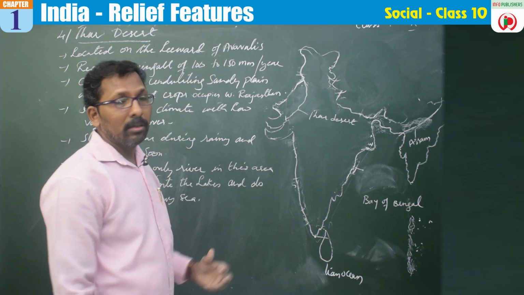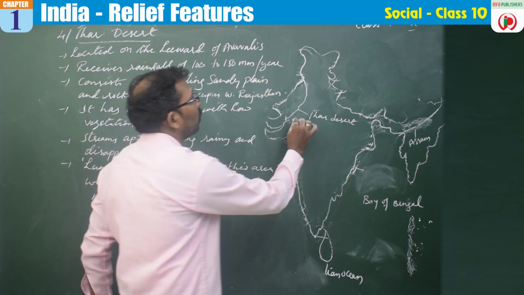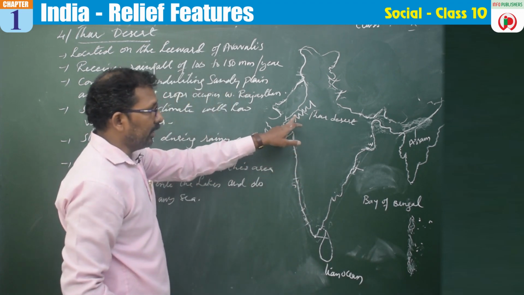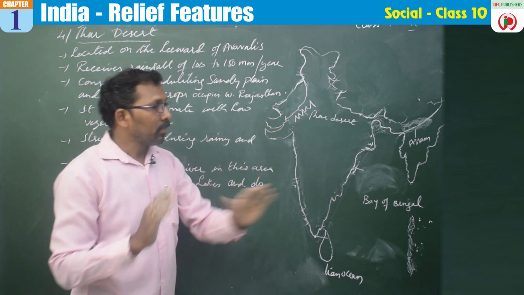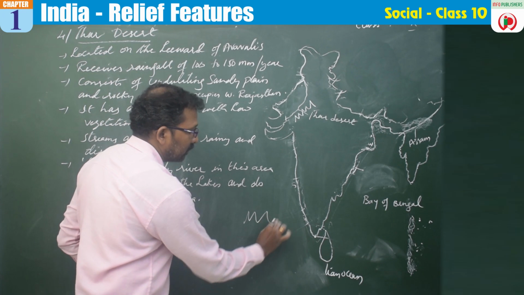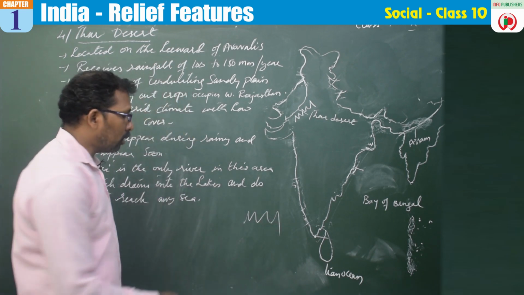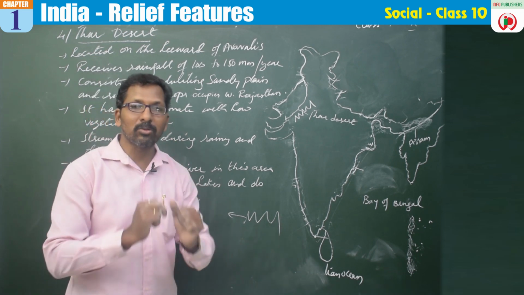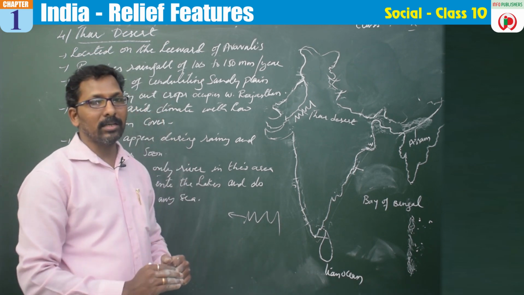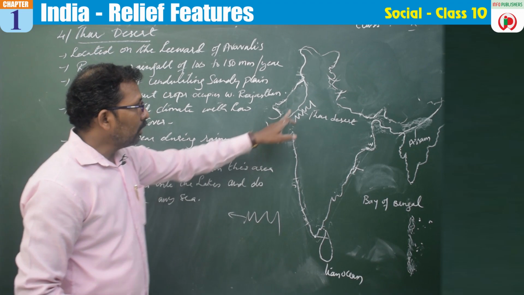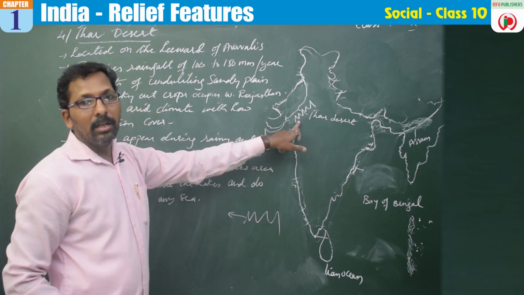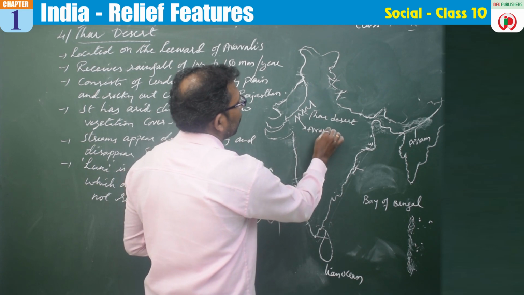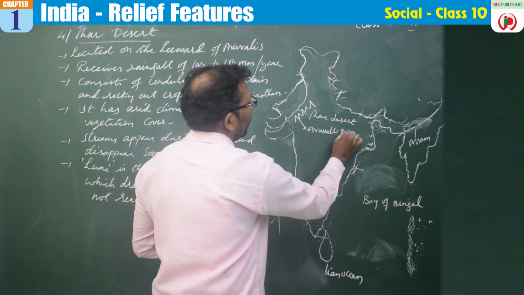So this Thar Desert is located on the leeward side. Leeward means what? This is a mountain. Leeward means where rain does not occur. When rain does not occur, that particular part is called the leeward side. So, the Thar Desert is on the leeward side of the Aravalli Ranges.